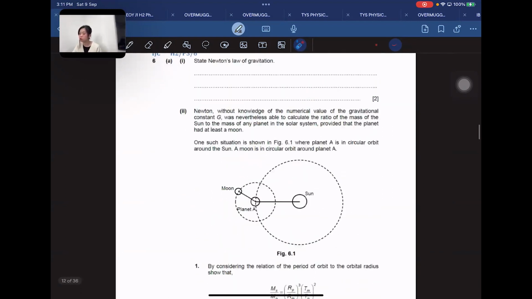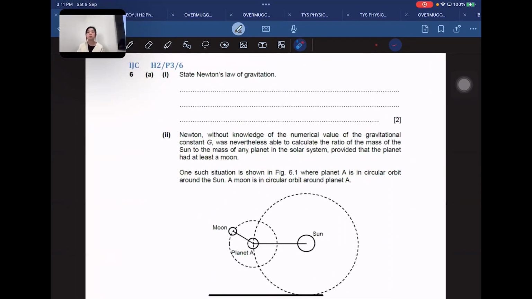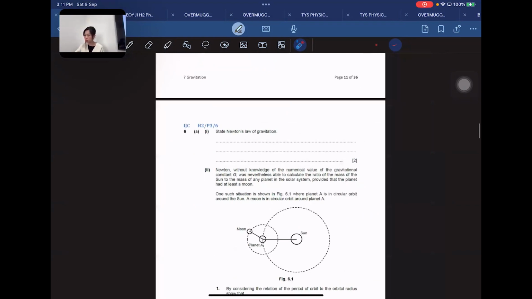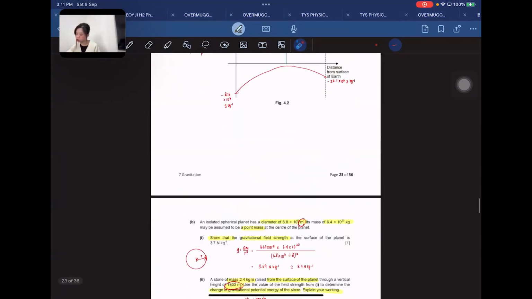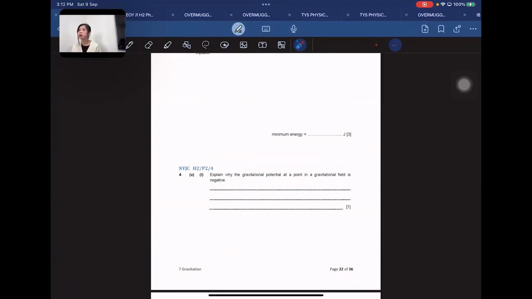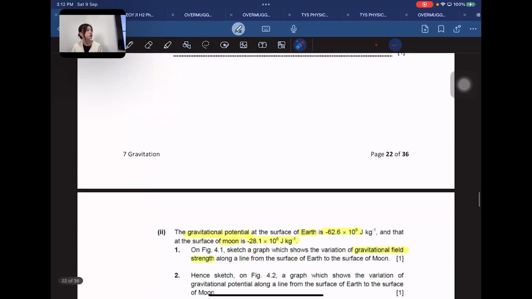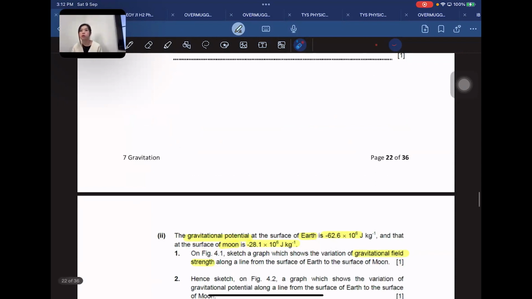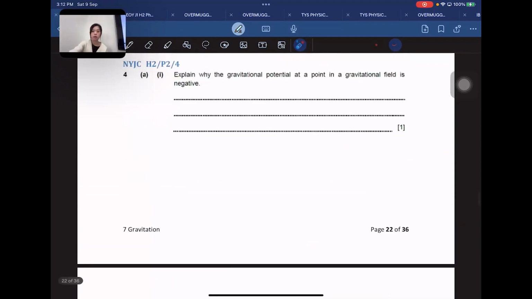Page 12. Page 12, IJ's question. Actually, no, I'd rather you take a look at this one. There are more graph questions involved in this one. Page 23. It's actually Nanyang's question, but part A I don't need you to do because it's already what we have gone through. Can you all jump straight to part A, part 2, the graph part? Page 23. Okay, and can you all attempt this question?